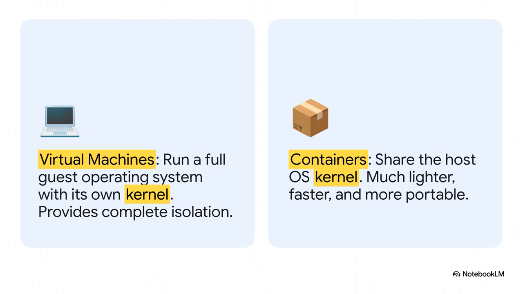If you remember one thing from this, let it be this. A virtual machine virtualizes the hardware. That means it needs its own full-blown operating system to run inside it. A container, on the other hand, just virtualizes the operating system itself. It shares the main core, the kernel, of the host machine's OS. That's why containers are so much lighter and can start up in a blink.